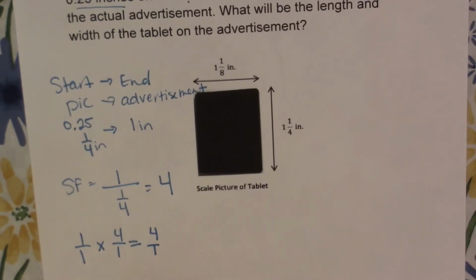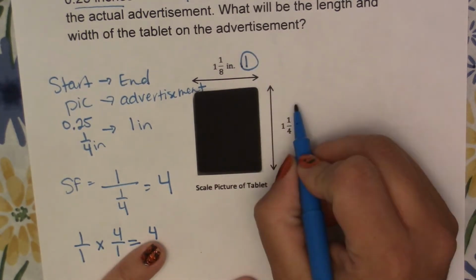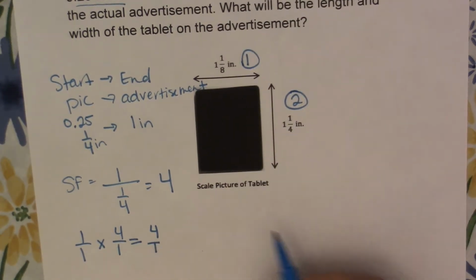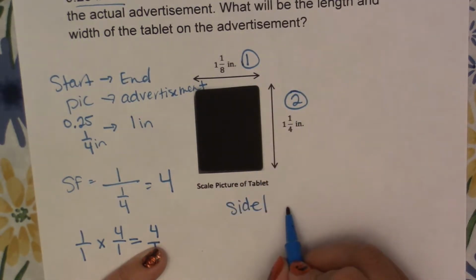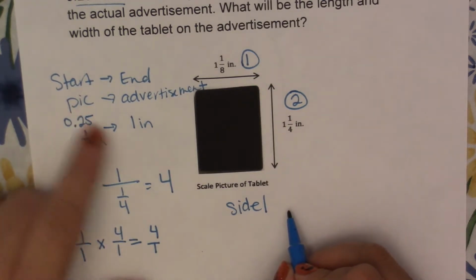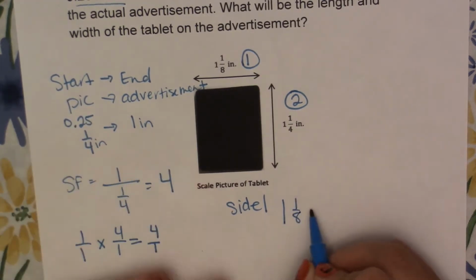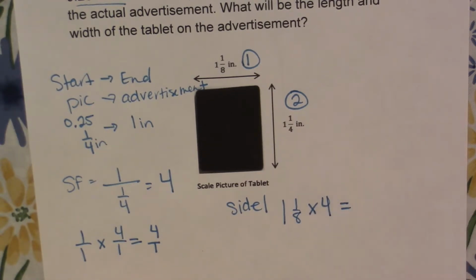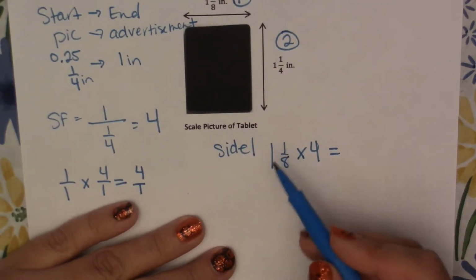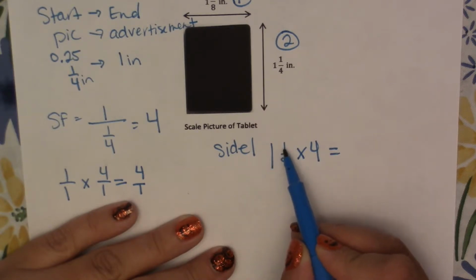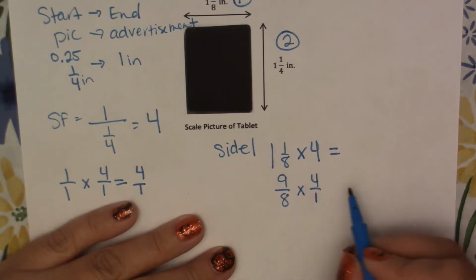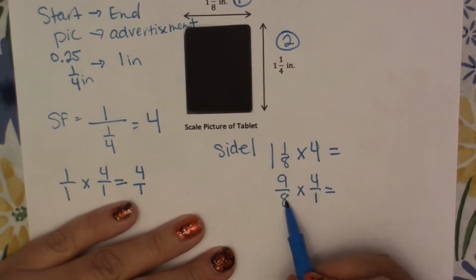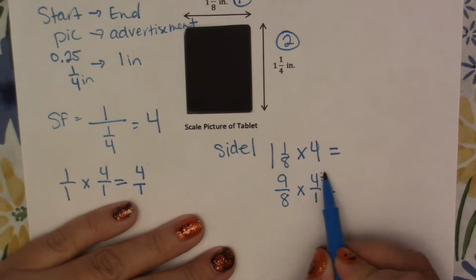All right, I'm going to label my sides. I'll do the top one as side 1, and the other as side 2. Let's start with side 1. I'm going to start with the actual measurement on the picture, since that's where we're starting. So 1 1/8, we're going to apply the scale factor. I need to turn this into an improper fraction. 8 times 1 is 8, plus 1 is 9, so I have 9/8 times 4/1. Now let's multiply. Both of these are divisible by 4, so I'm going to simplify before I multiply.